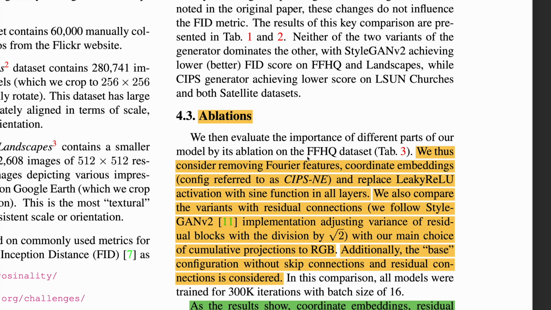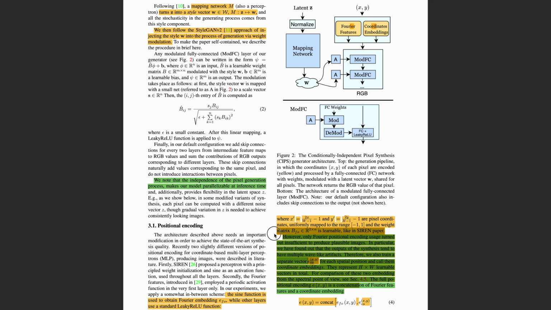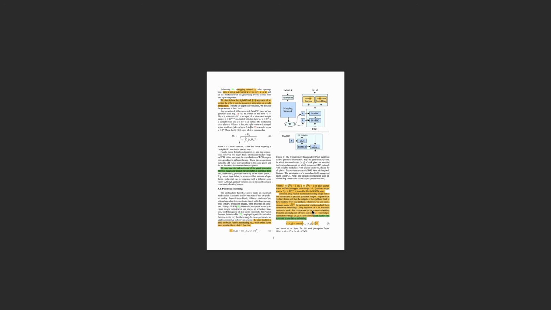They do a lot of interesting ablation studies. Maybe we're going to discuss the impact later. But coordinate embeddings is critical. Without it, the method did not work. So adding this second set of embeddings was really critical. Just the Fourier embedding was not enough.